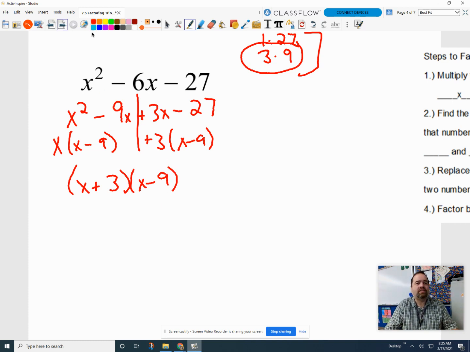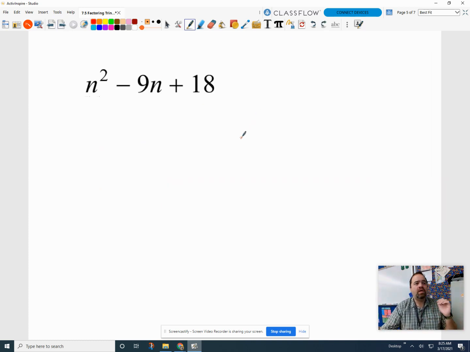Okay. The last one right here, same deal. Come up with all your numbers that multiply to 18. You can either do this in your head, or if you're struggling, I would suggest writing them out. 1 times 18, 2 times 9, 3 times 6, 4 doesn't work, 5 doesn't work, and then we're back to 6, which is the same pair, 6 and 3. So I need to make a pair from here add up to -9.